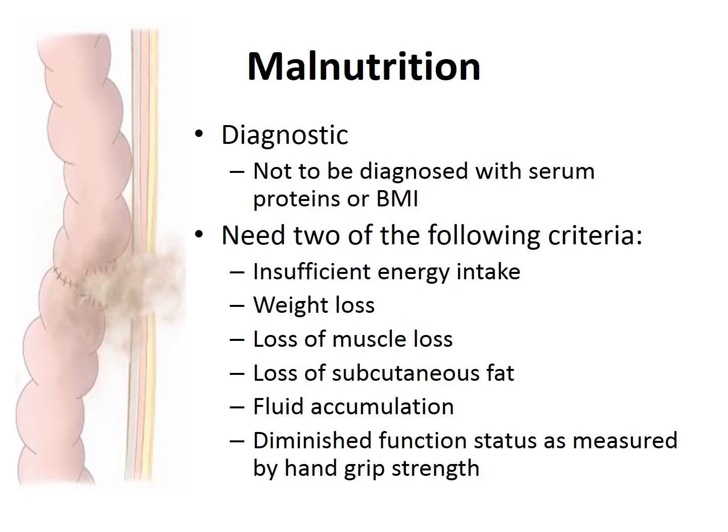Loss of muscle and loss of subcutaneous fat. These can be seen physically, or by looking simply at the patient. Fluid accumulation is another criteria. This is simply the edema or the ascites. And last, a diminished functional status may be used, and this is measured using hand grip strength.